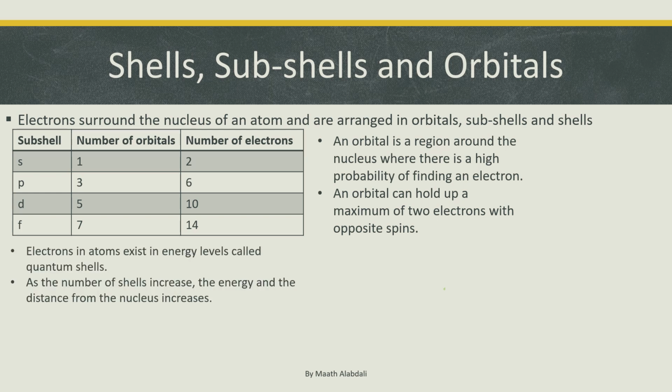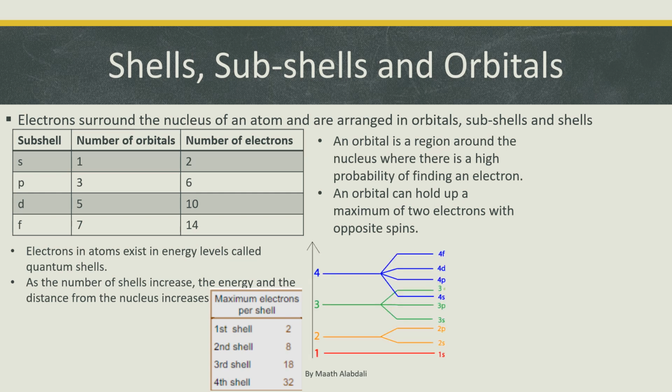Electrons exist in atoms, in energy levels. These energy levels we call quantum shells. As the number of shells increases, the energy and the distance from the nucleus increase as well. The maximum electrons per shell: in the first shell it is 2 electrons, the second shell is 8, the third shell 18, and the fourth shell 32. I'm going to explain to you why in a sec.